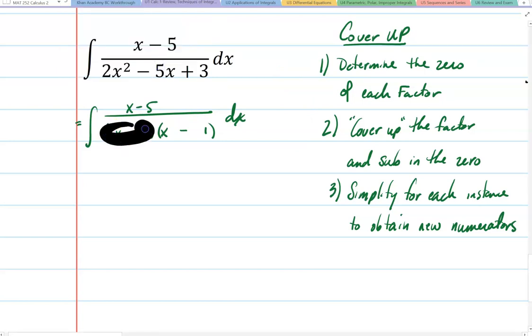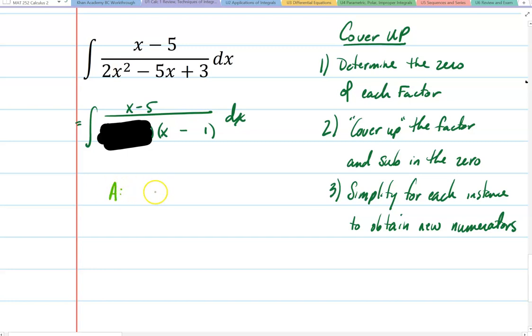I'm going to use this black ink to represent me covering up this factor. Actually, before I cover up that factor, let's find out what the zero is. The zero of this factor is going to be 3 halves, right? So 2 times 3 halves minus 3 would be 0. So I'm going to cover up that factor now, and I'm going to substitute in 3 halves into the remaining expression. I'm just going to do some side work here, and I'm running out of room, so I'm going to place it here.